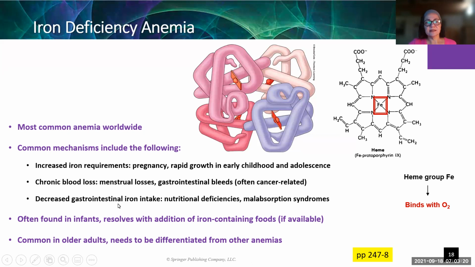And then there's decreased GI tract iron uptake, either because they're not getting enough iron in the diet or they're not absorbing it well enough. We mentioned that happens in infants, resolved with iron-containing foods like some commercial formulas. They're iron fortified, I think is the term they use. And we also see iron deficiency anemias in older adults, though you do have to differentiate from other anemias.